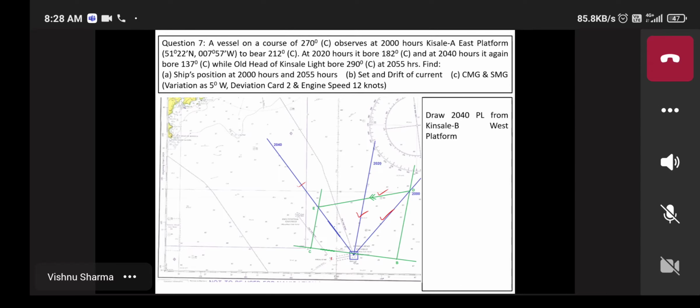Yes, sir. What was the true bearing at 2055? Sir, Kinsale, 297.5. So here is Kinsale. 297 would be somewhat like this, right? Yes or no? Yes, sir. Or maybe a little more oriented. 297, whichever way it comes. I think this is more of a 330 type thing. 297 may be somewhat like this, a little more horizontal, right? Yes, sir.